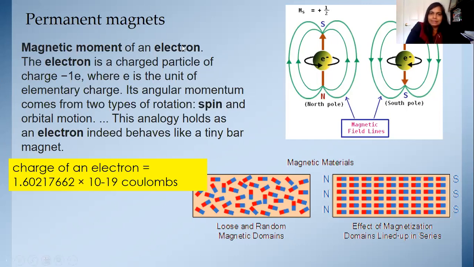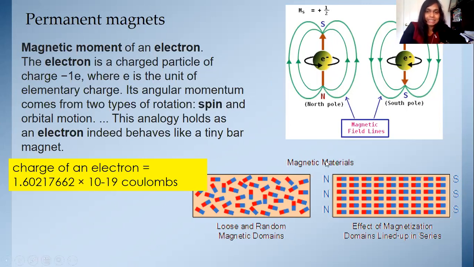So basically these electrons behave like a tiny bar magnet. So there's a north pole and a south pole to the magnet. If you are taking upper level quantum mechanics, then you can learn about these spinnings of electrons. Here in this class, I'm not going to talk about the quantum mechanics of this electron spinning up and down.